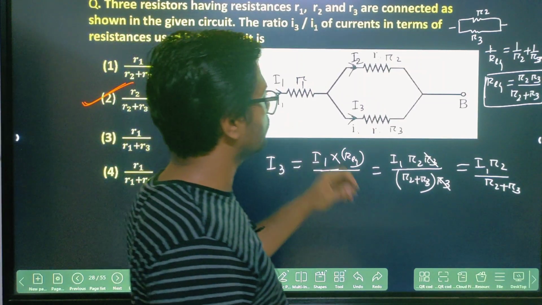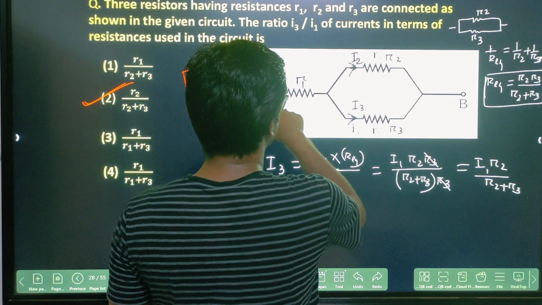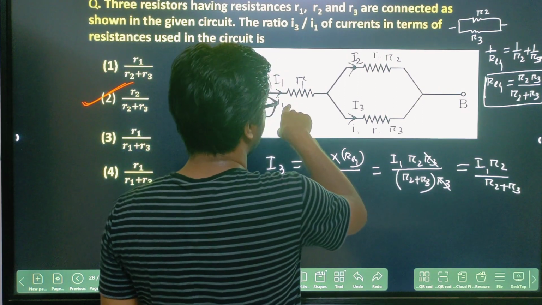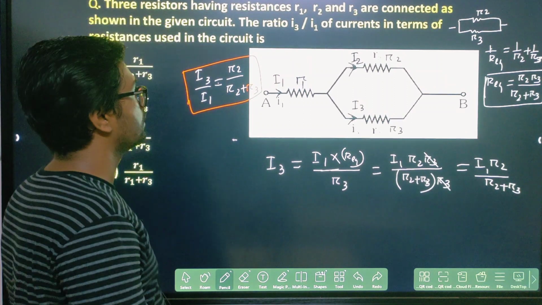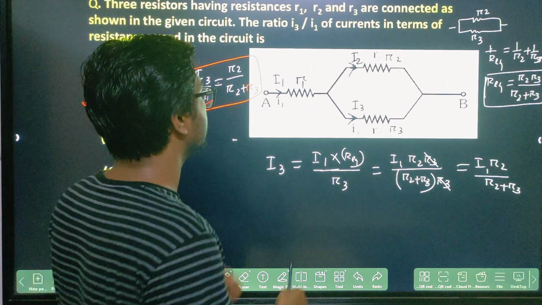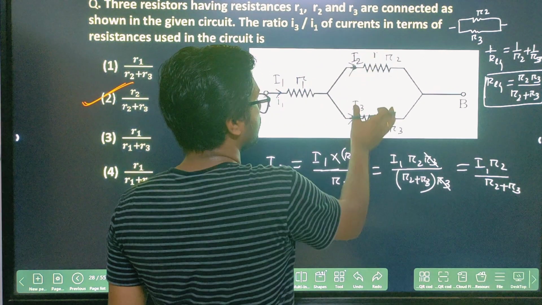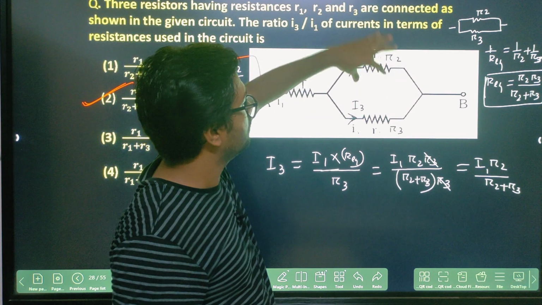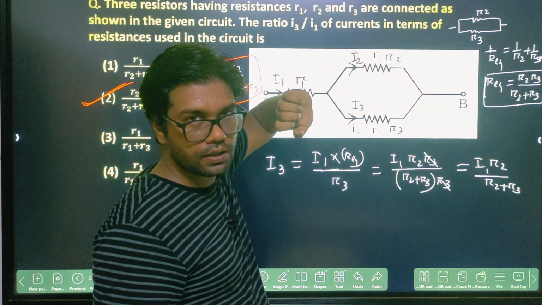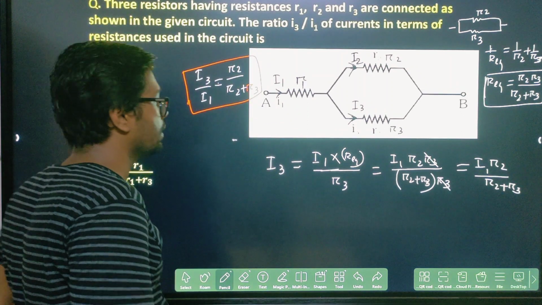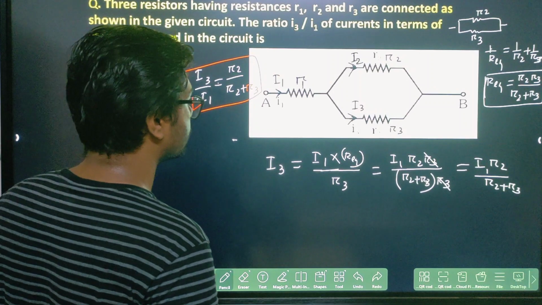Or in another way also you can find out this relation. If I1 is flowing along this direction, I1 is equal to I2 plus I3. Right? Clear? And here the potential drop will be same, because both are in parallel combination. So whatever potential drop here, the potential drop will be here. Clear? That way you can find out.